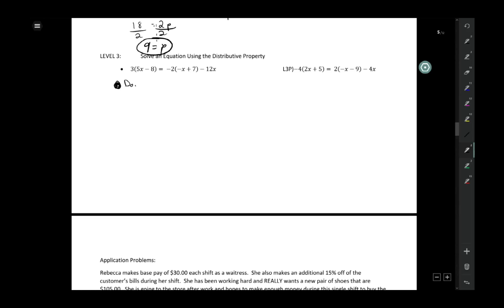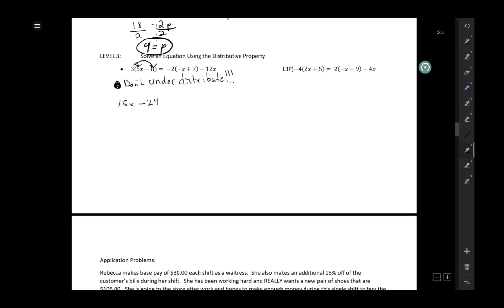Don't under distribute. What do I mean by that? A lot of times students will say, oh, we got to distribute the 3 to the 5x. So we'll get 15x. And what they'll do is they'll just write 8, minus 8. Well, you have to distribute to everything. The negative 8 one's in the party. So minus 3 times 8 is 24. Okay, don't forget to distribute to everything in parentheses.